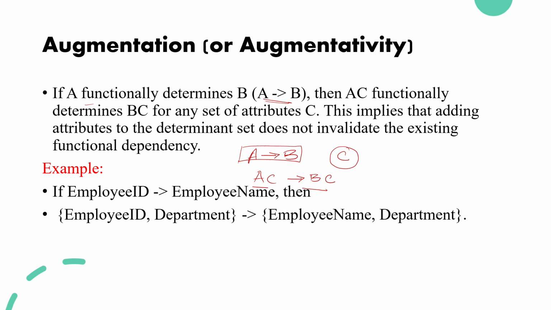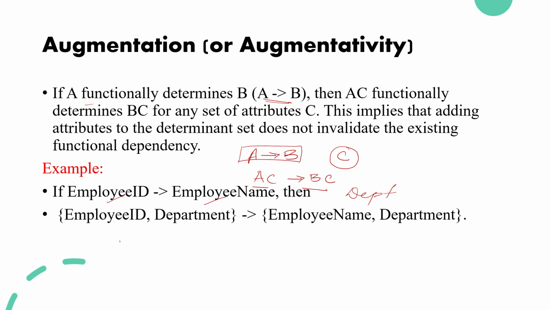Let us see an example here. Employee ID is an attribute, employee name is an attribute. So employee ID determines employee name. Now if I add an attribute department to both sides, employee ID comma department determines employee name comma department. Understood? So this functional dependency maintains the dependency. That is why this is called augmentation.